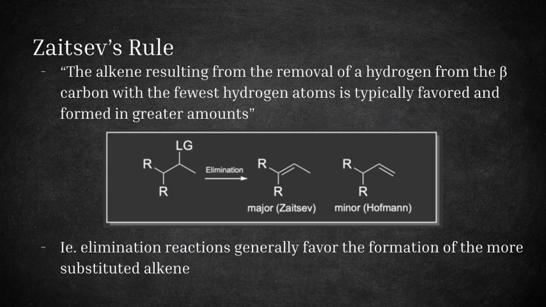Let's take a moment to discuss an important rule that helps predict the alkene products formed in elimination reactions: Zaitsev's rule. This rule states that the alkene resulting from the removal of a hydrogen from the beta carbon with the fewest hydrogen atoms is typically favored and forms in greater amounts.